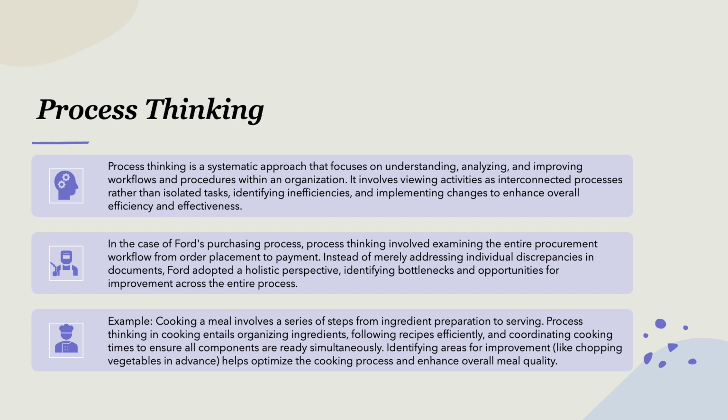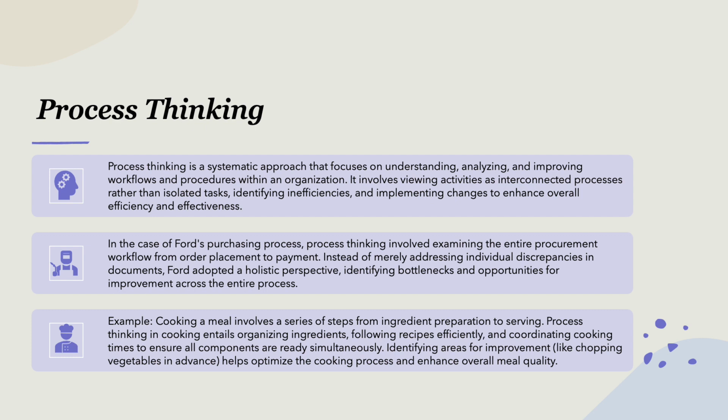Process thinking is a systematic approach that examines workflows and procedures within an organization. It shifts our focus from individual tasks to interconnected processes, aiming to identify inefficiencies and enhance overall efficiency and effectiveness. For example, let's look into Ford's purchasing process. Ford observed discrepancies and inefficiencies in its purchasing process, from order placement to payment. Traditional approaches addressed individual document errors but failed to address underlying process issues.